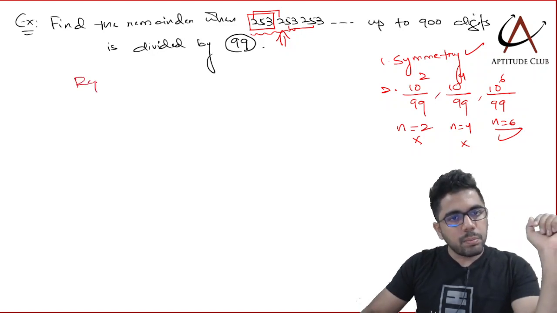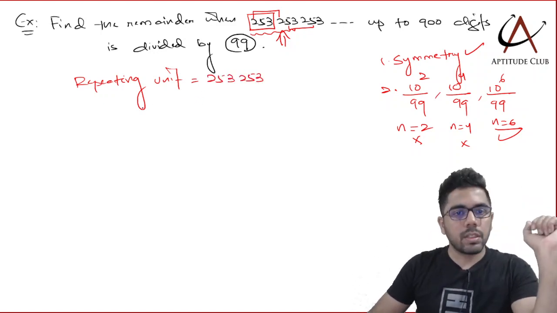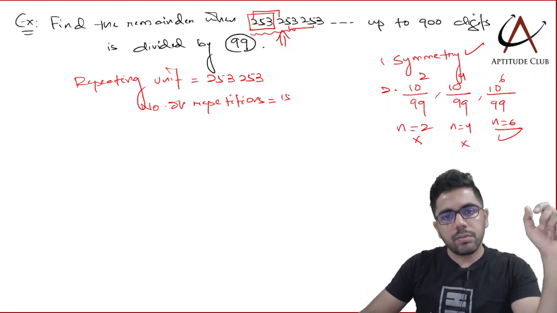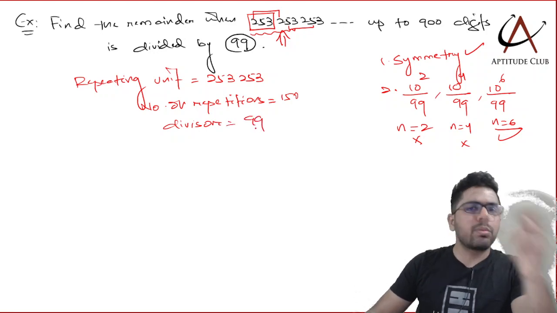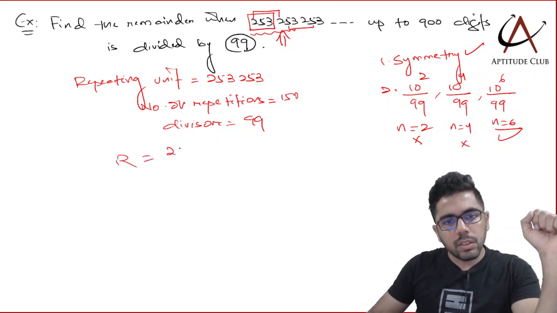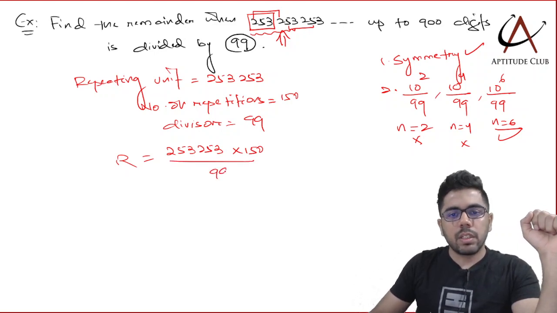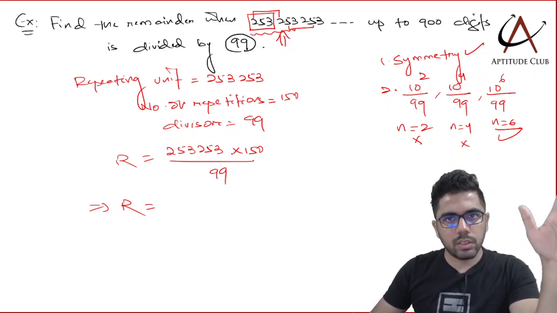So in this case, what is my repeating unit? Although 253 is repeated, for solving the question my repeating unit is 253, 253. 6 digits I have to take. And the number of repetitions in this case, if you look at it, 900 digits are repeated, so 150 times. And the divisor here is 99. Just a little tweak to the solution part, everything else is the same. So remainder is repeating unit 253, 253 into the number of repetitions, that is 150, divided by 99. Then solving this you will get the answer, but I hope it makes sense now how to solve it.